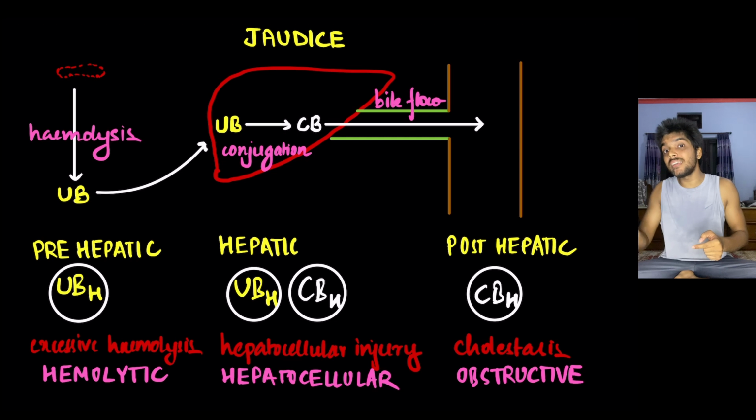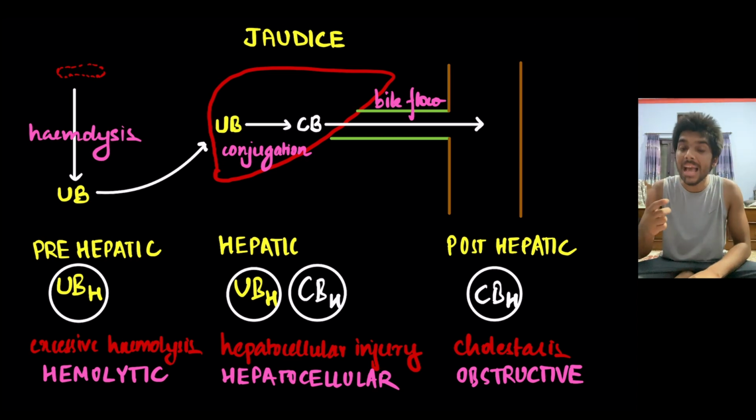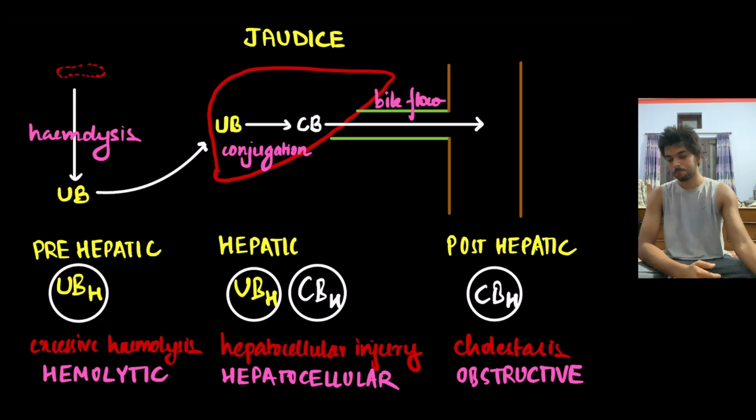In post-hepatic jaundice, since there is bile flow obstruction, conjugated bilirubin can't enter the duodenum. Along with conjugated bilirubin, the contents of the bile, that is bile salts, bile acids and cholesterol, don't enter the duodenum, so they get pushed back into the circulation, resulting in conjugated hyperbilirubinemia as well as an increase in the level of bile salts, bile acids and cholesterol in the blood. That's it for the types of jaundice.